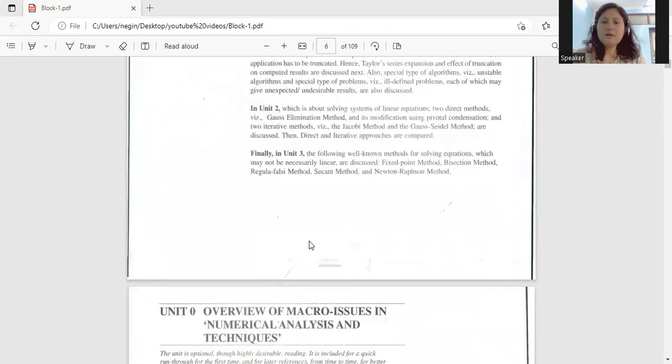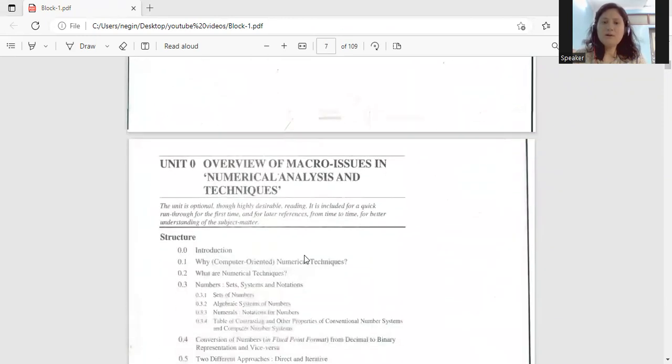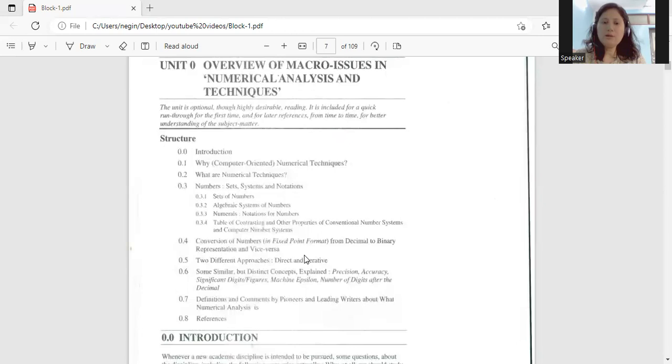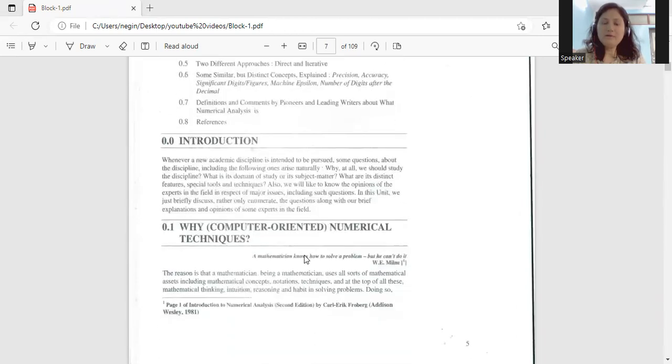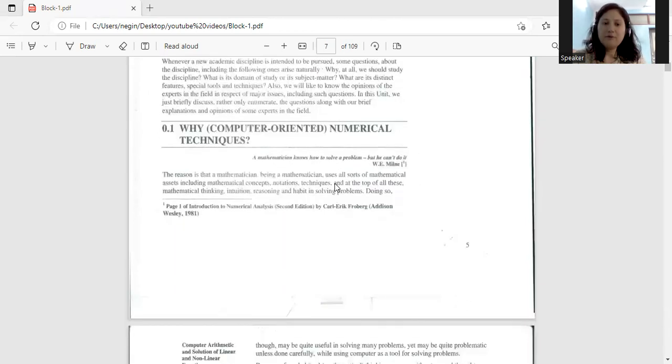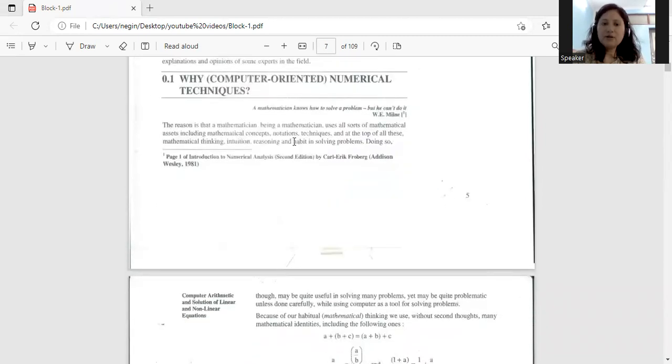This gives the introduction of the whole block. And now this is Unit number 0. In this unit, we will see the introduction, and why a computer oriented numerical technique is necessary. Let's read this definition given by W.E. Milne.